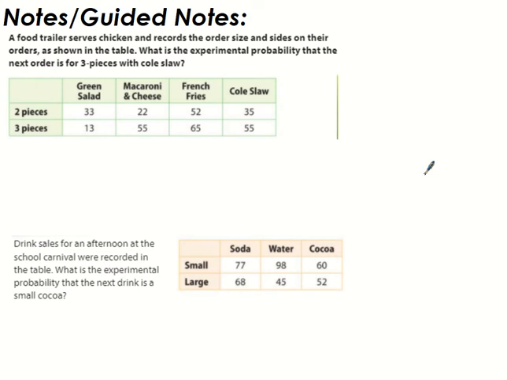So, that means we're going to be doing a little bit more data. Definitely get your calculators so we can do some adding, some dividing. A food trailer serves chicken and records the order size, 2 pieces or 3 pieces, and the sides of the order: green salad, mac and cheese, french fries, or coleslaw, and it shows it in the table. What is the experimental probability that the next order is for 3 pieces and coleslaw? So if we put those together, that's the data.